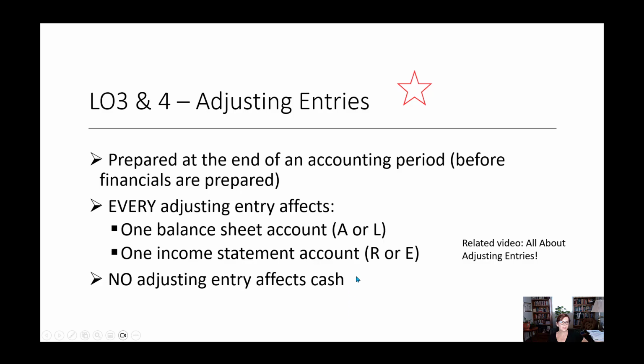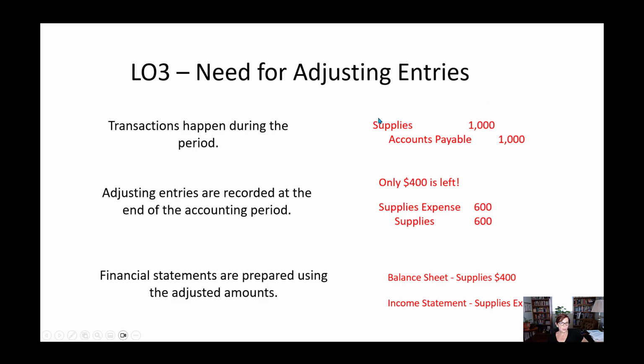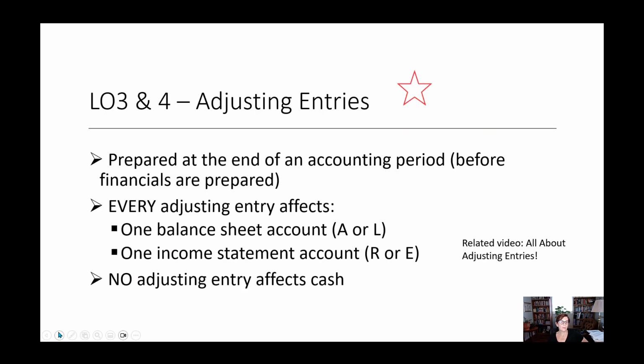I like to tell students that cash is a 4-letter word, which is like a bad word when you're doing adjusting entries. The transaction happened earlier, right? This is the transaction. If you would have paid cash, this is the place you would pay cash. That's not what we're dealing with now. What we're dealing with is an adjustment that's going to affect either an asset or a liability, but not cash, and a revenue or an expense.